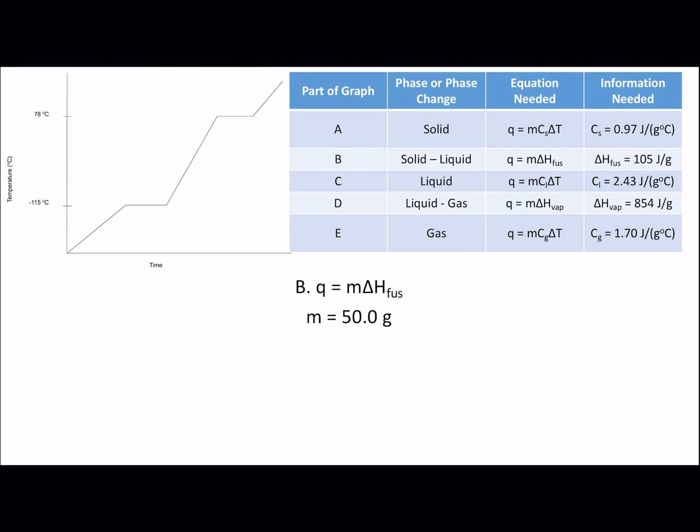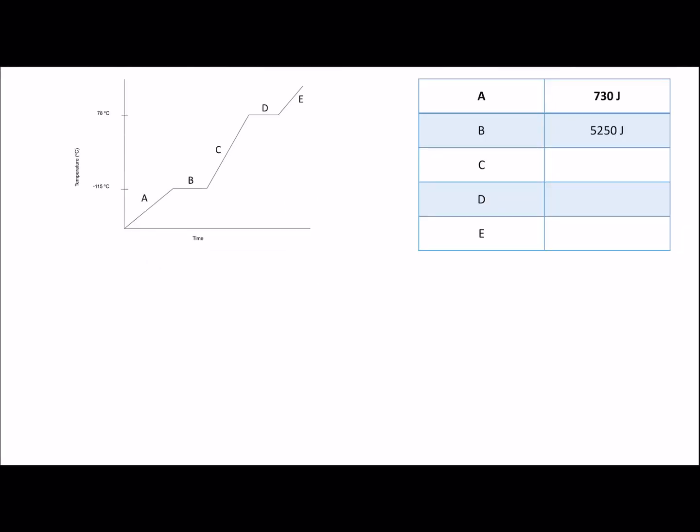So again, our mass is 50.0 grams of ethanol. Our heat of fusion is 105 joules per gram. So we plug those into the equation, and we do 50 times 105, and we get that it's 5,250 joules. And that works out perfectly because both of our values had 3 sig figs, and that number has 3 sig figs. So let's put that in here for part B. And again, we're going to need it later at the end to add these all up to figure out the total number of joules that were needed to complete this transformation.